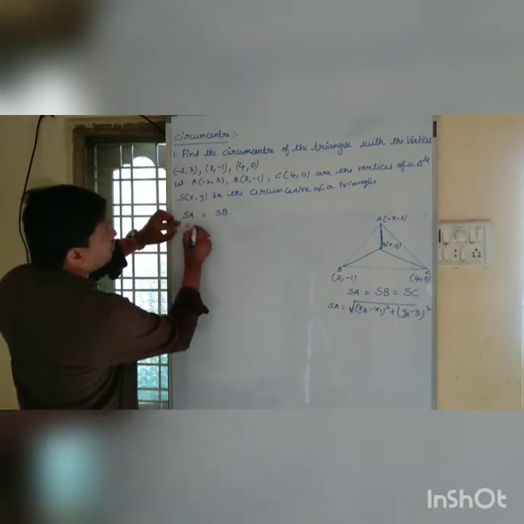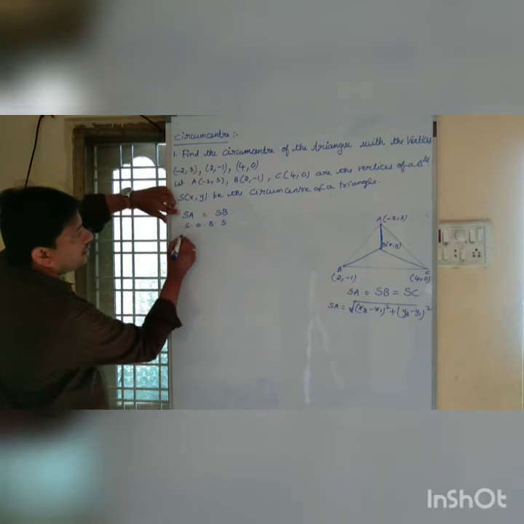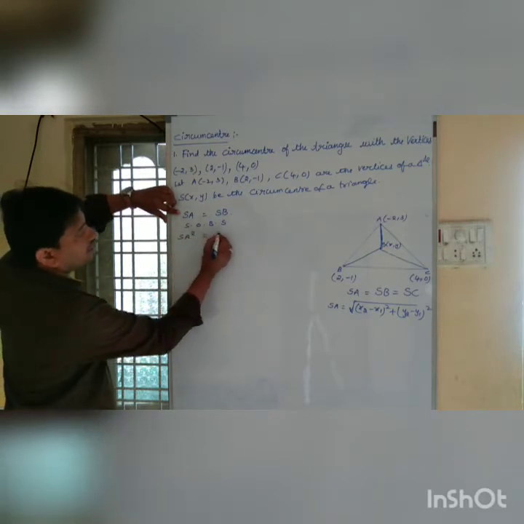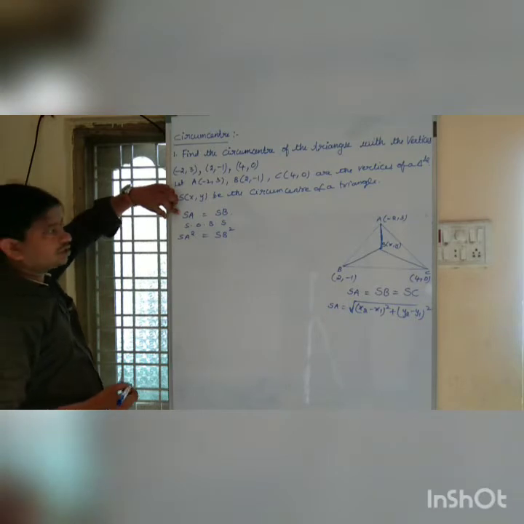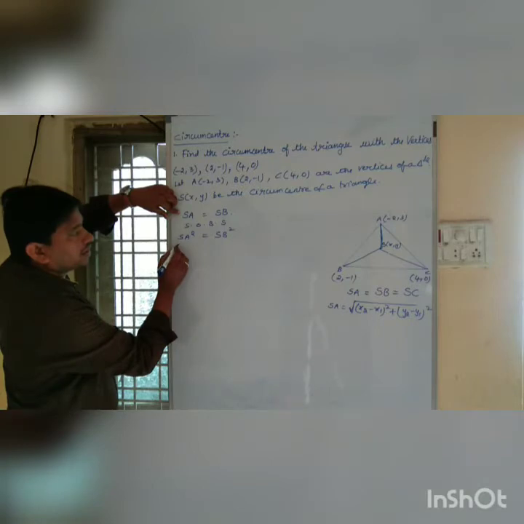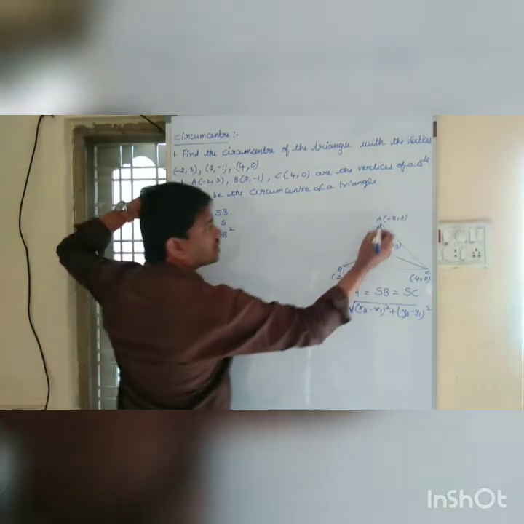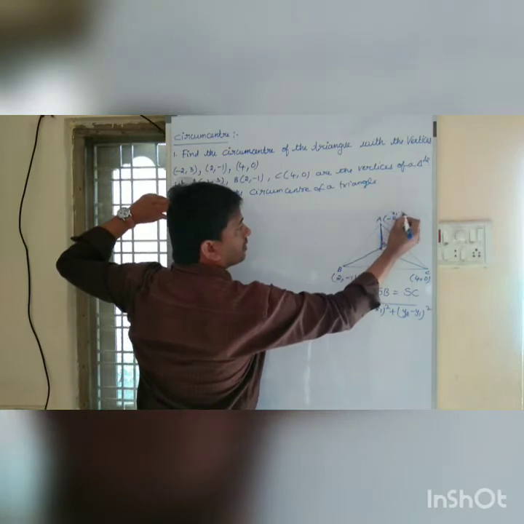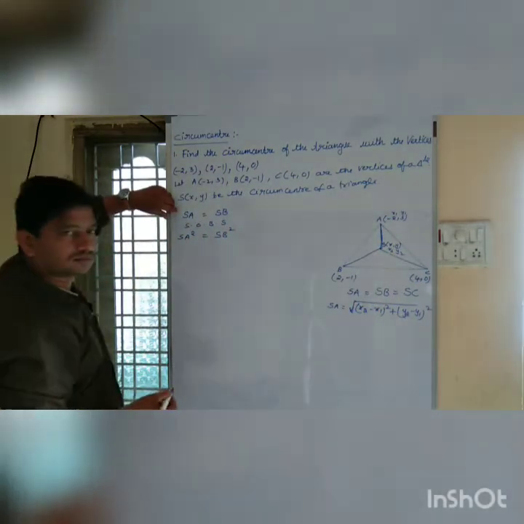I mean, what we have to do? We have to do squaring on both sides. I mean, SA square equal to SB square. Right? So that we can cancel the square root. Right? Now, the distance between S and A. Okay? So this you consider as x1, y1. This you consider as x2, y2. Right?